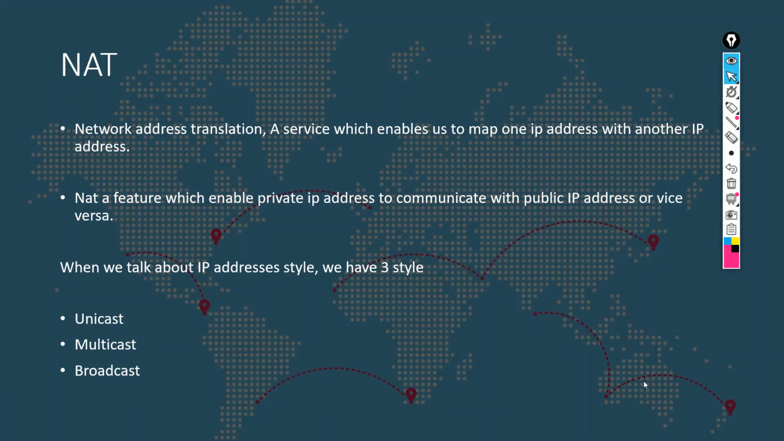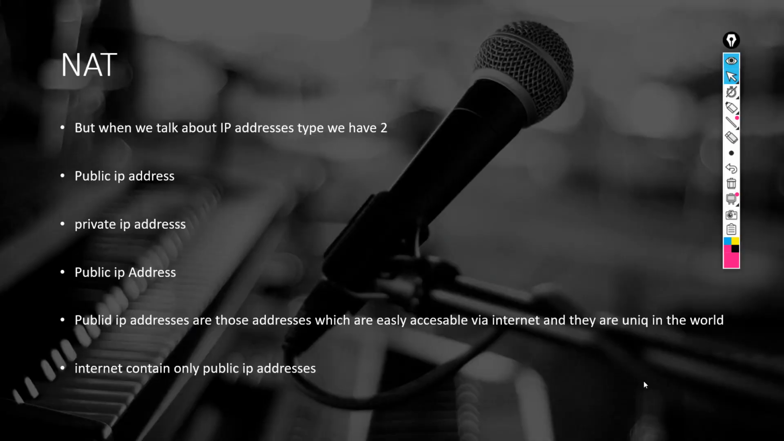Okay, so Network Address Translation is a service which enables us to map one IP address with another IP address. We can say one public IP to private, or one private IP to one public, or a group of public and private IPs with a group of public network. NAT is a feature which enables a private IP address to communicate with a public IP address, and the public to the private.